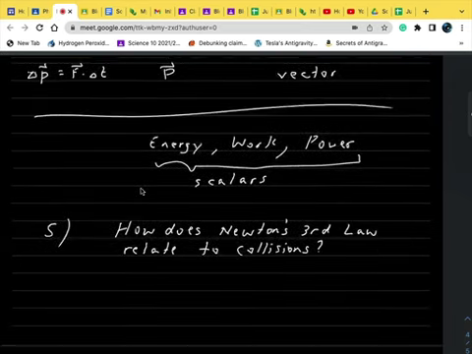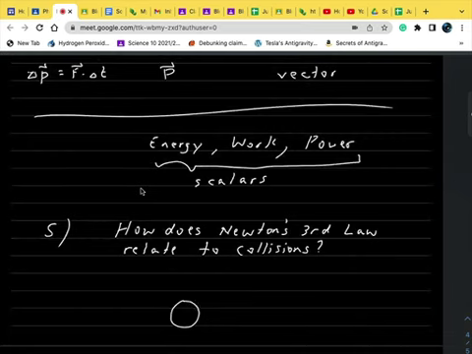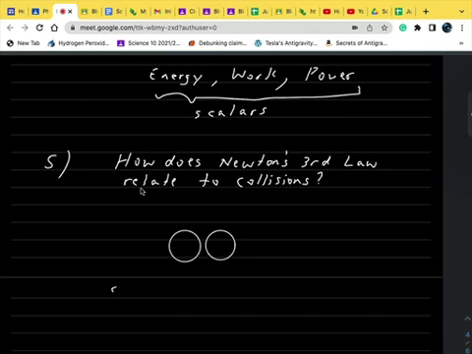Right? So two balls hit each other. You got a ball here. You got a ball here. They hit. How do the forces compare? They're going to hit each other. But when they hit, boom.